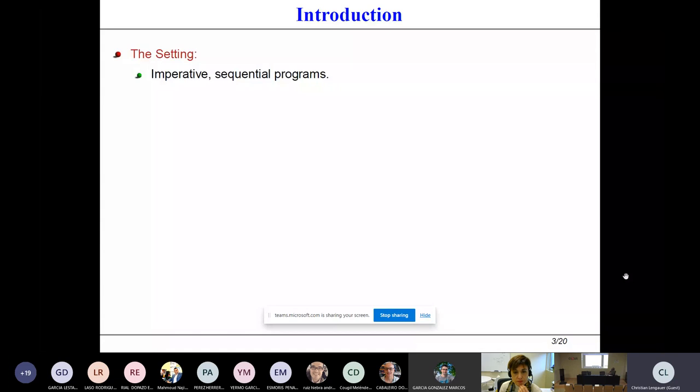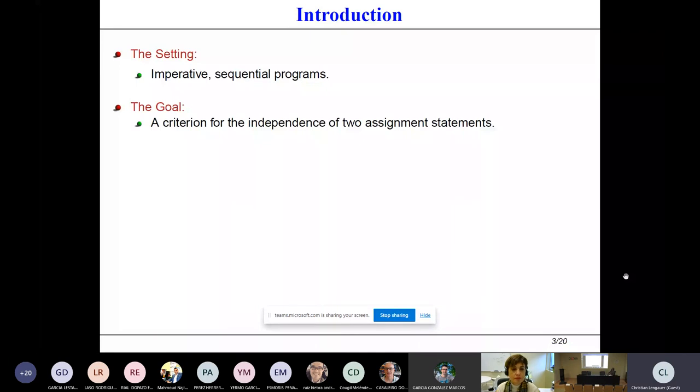So let's start with a few introductory remarks. The setting is one familiar to most of you, namely imperative sequential programs, the kind of programs that we write and look at every day. And the question is, when are two assignment statements, I restrict myself to singular assignment statements, independent of each other? That is, when do they have absolutely nothing to do with each other? That's an issue of program analysis, and it's quite important to at least two areas of computer science, namely high performance computing and databases.